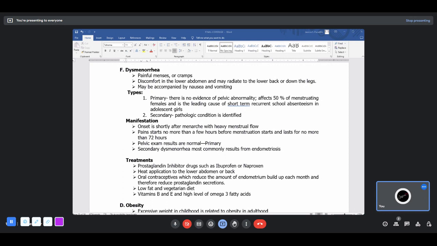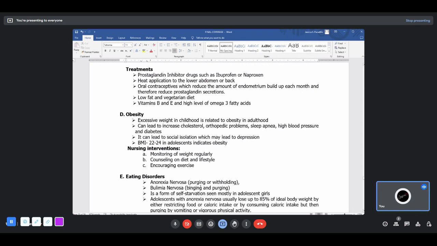Okay, for the treatments, for the prostaglandin inhibitor drugs, okay, such as yung mga ibuprofen and naproxen. Okay, kapag sabi nating prostaglandin inhibitor, it decreases the uterine contractions by inhibiting the activity of the cyclooxygenase enzyme that converts arachidonic acid to the various prostaglandins. Okay, itong mga ibuprofen and naproxen natin, they reduce uterine hypercontractility, pressure, and ischemia and pain. So, yun yung mga treatments natin.